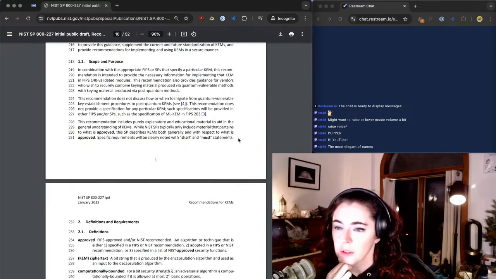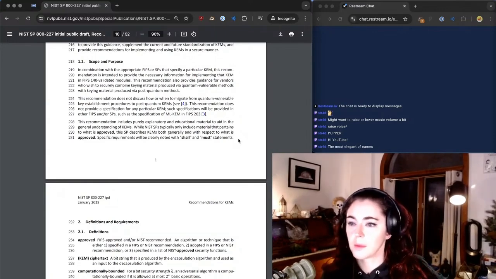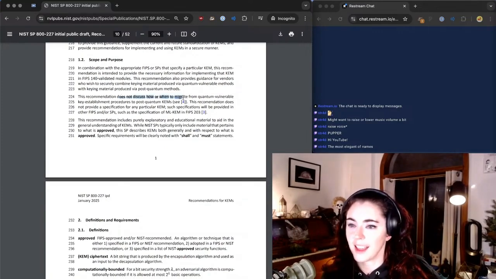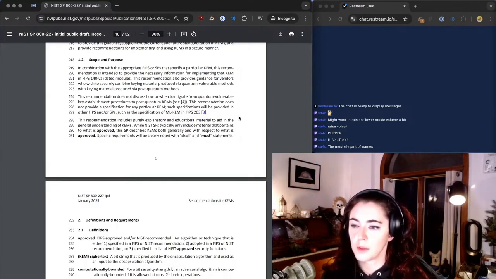Okay, appropriate FIPS and special publications. Necessary information implementing chem in the FIPS 140 validated module. Yay! Securely combine key material provided quantum vulnerable with material provided by post-quantum methods. Yep. This recommendation does not discuss how or when to migrate from quantum vulnerable to establishment to post-quantum chems. Okay. This recommendation does not provide a specification for any particular chem. Yes, such specifications will be provided in other FIPS and specifically.